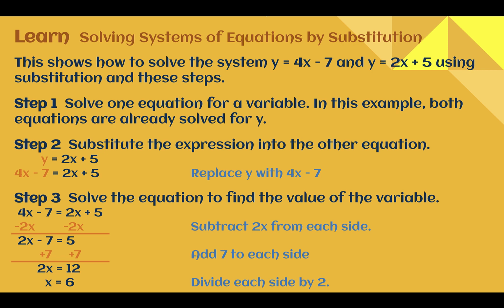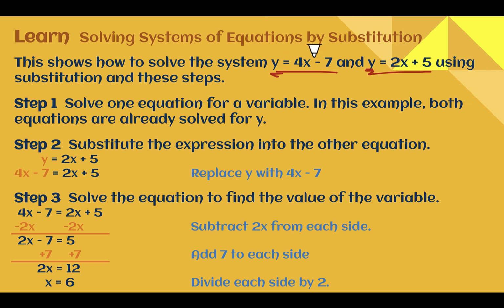Here we can see some steps to solve the system of equations. We have y equals 4x minus 7 and y equals 2x plus 5. Let's use substitution. First, with substitution, you have to get one of the variables alone on one side. So it's solved for one of the variables. Here, both of them are solved for y, so we are okay and we can continue on with substitution.